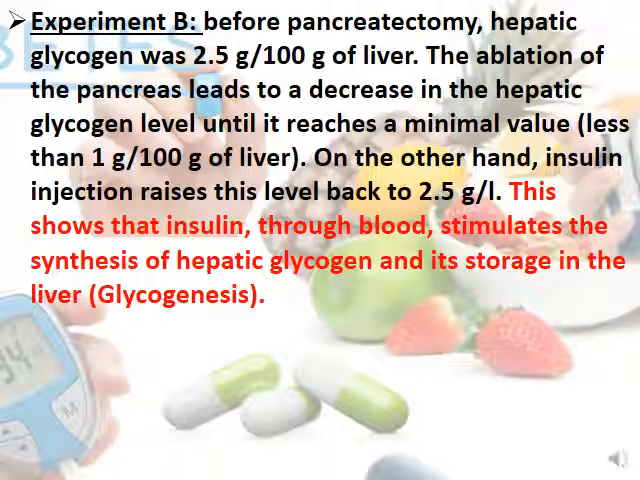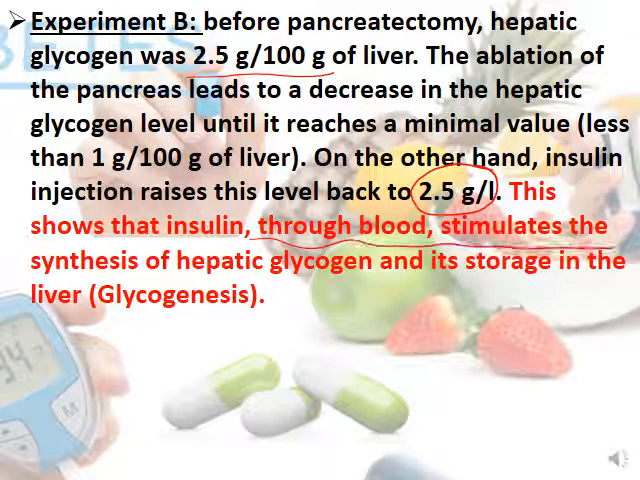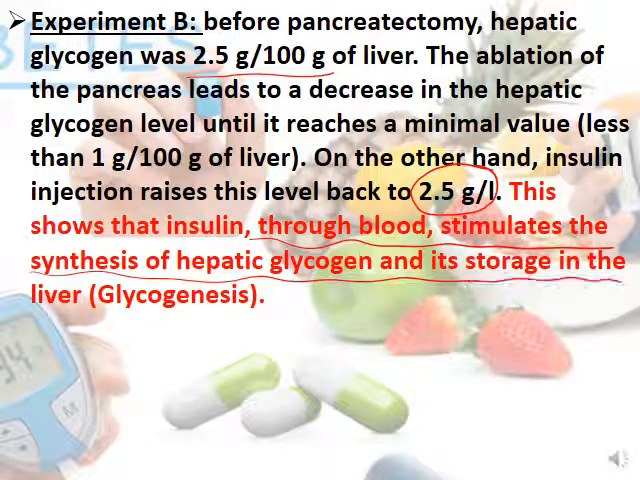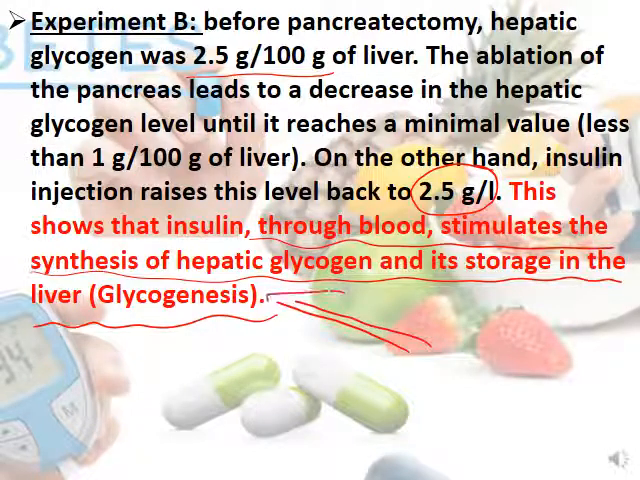Before pancreatectomy, hepatic glycogen was 2.5 gram per 100 gram of liver. The ablation of the pancreas leads to a decrease in the hepatic glycogen level until it reaches a minimal value of less than 1 gram per 100 gram of liver. On the other hand, insulin injection raises this level back to 2.5, which is the normal. So this shows that insulin through the blood stimulates the synthesis of hepatic glycogen and its storage in the liver by the reaction called glycogenesis.